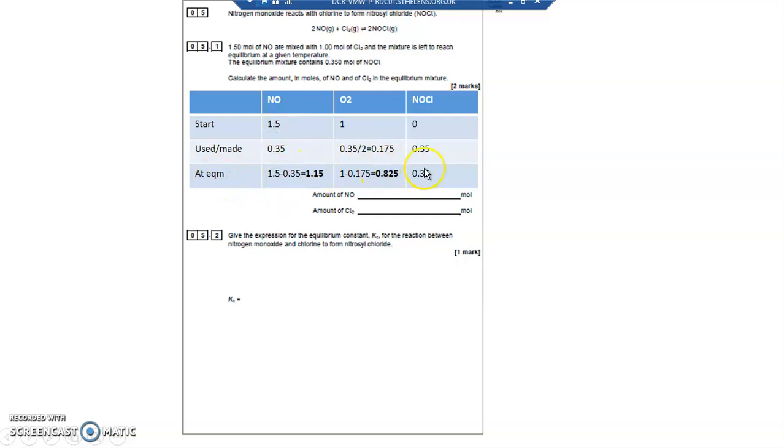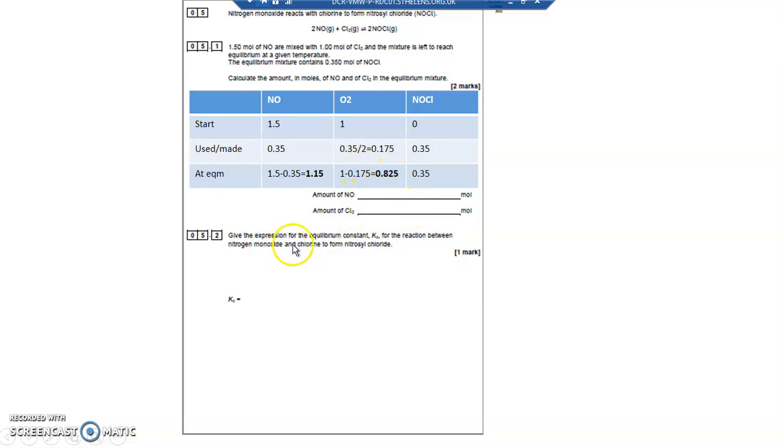Therefore, work out how much is at equilibrium. I started with 1.5 moles of NO, I've used up 0.35, subtract that, 1.15 moles of NO remains. How much Cl2 remains? I started with 1, I've used up 0.175, subtract that, 0.825 moles of Cl2 remain. NOCl, well, I just made 0.35 moles of that, and it's not asking me that in the question because I just made that. So amounts of NO 1.15, amounts of Cl2 0.825.